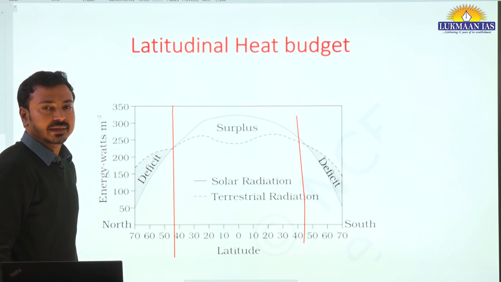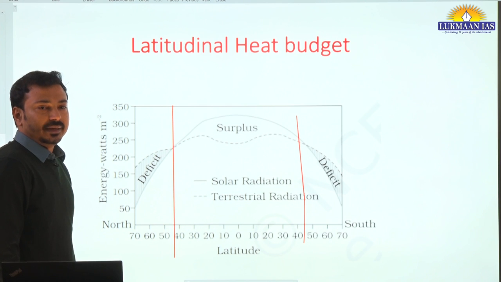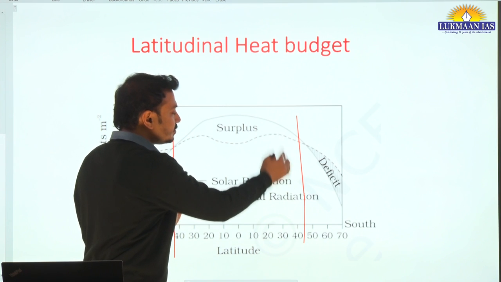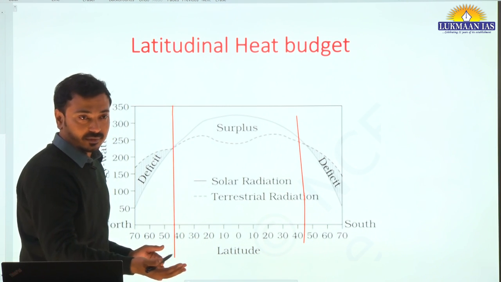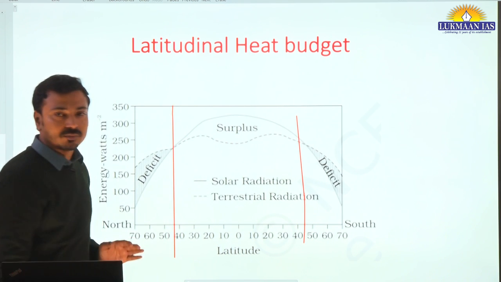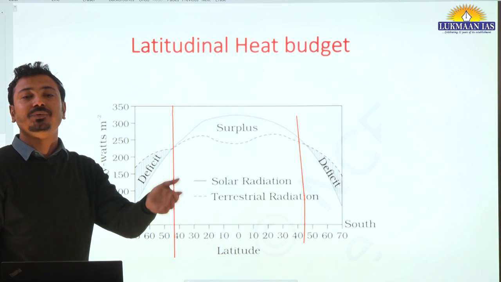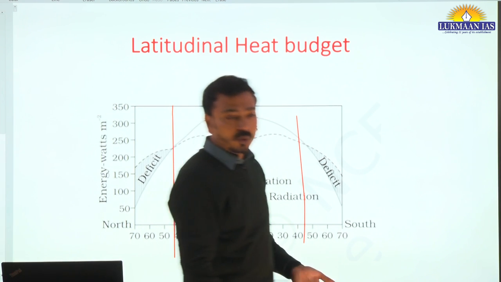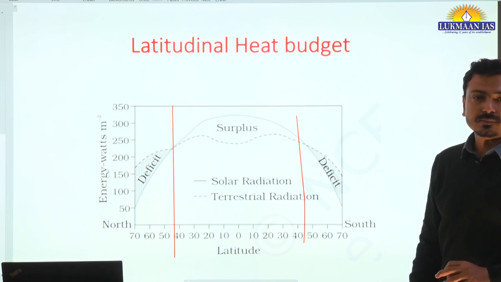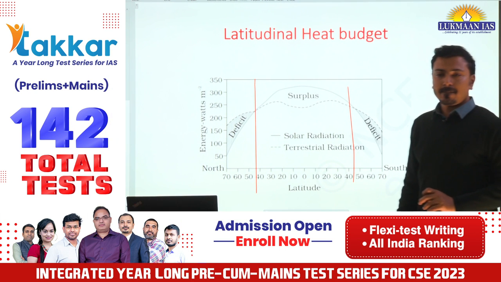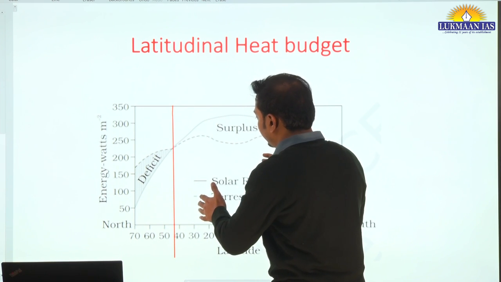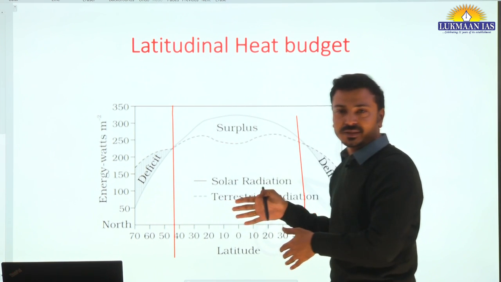This is latitudinal heat budget. But suppose this region is surplus, then it must be excessively heating. And suppose this is deficit, then it must be excessively cooling down. But we do not observe such kind of excessive heat in the tropics, or excessive cooling or lower temperatures in the polar region. Why? If the heat is excessive here and getting accumulated every day, तो यहाँ पे excess temperatures होने चाहिए ना बहुत.